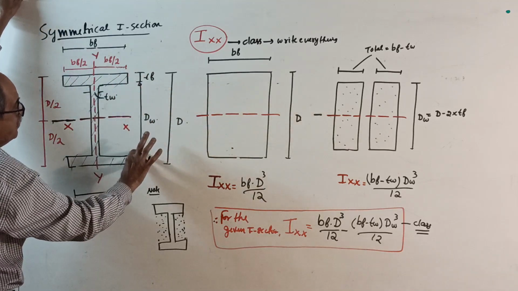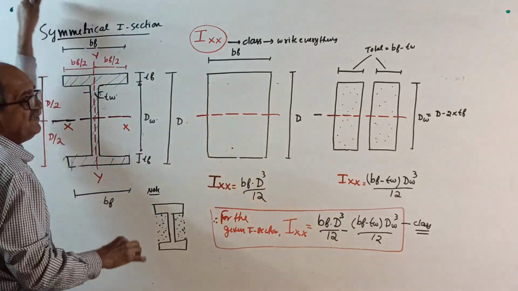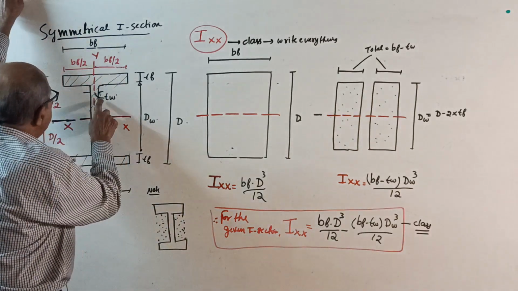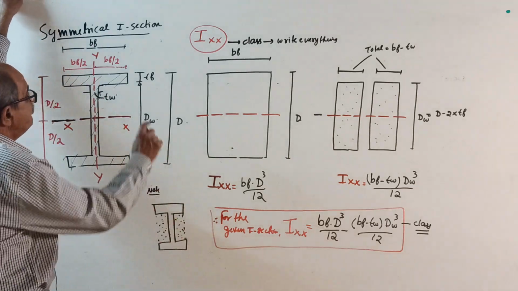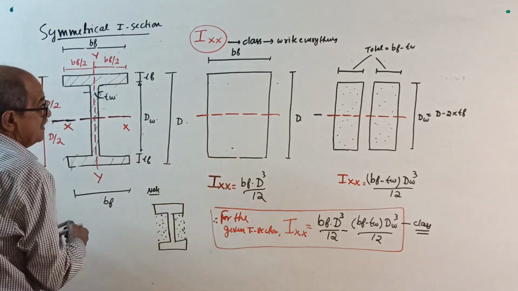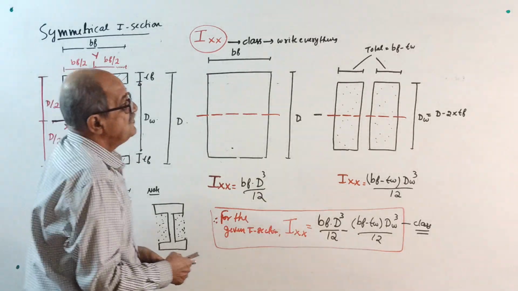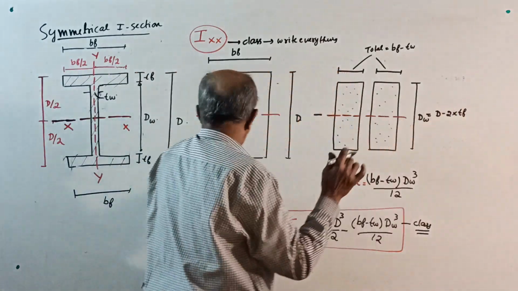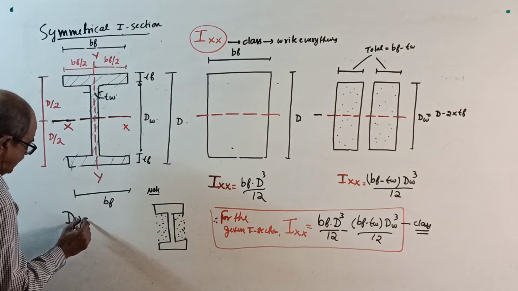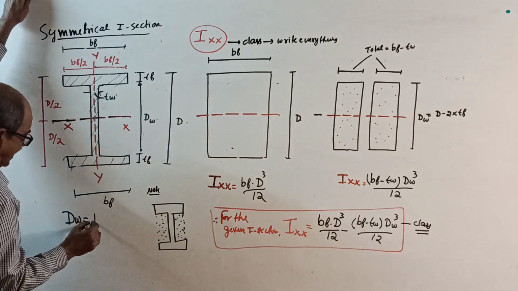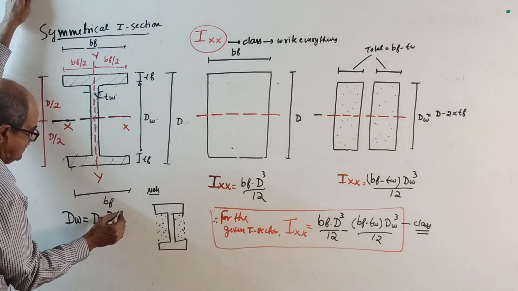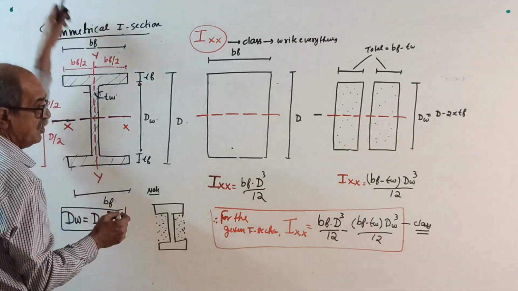TF, both are equal. TF is the thickness of each flange. You should write it. And TW, thickness of web. DW, depth of web. So remember now, the depth of web DW equals, very important, total depth D minus 2 times the thickness of flange. Okay, again I will not tell.